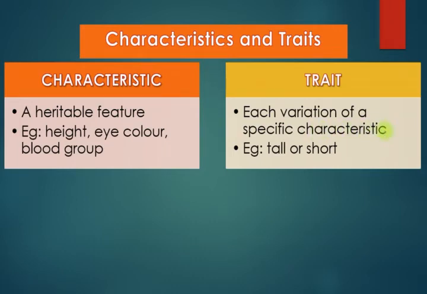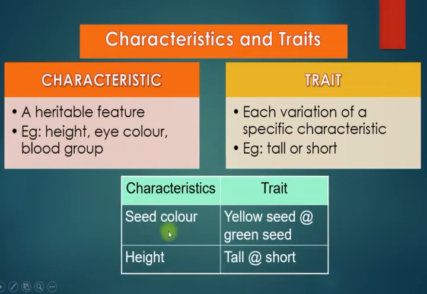Take the seed color of the pea plant. Do you still remember the seed color? The characteristic is seed color. And what are the traits of the seed color? The traits of the seed color are yellow and green. So that is an example of traits. This is the characteristic, for example seed color, and the traits are the yellow seed and the green seed. If the characteristic is height, the traits are tall or short.